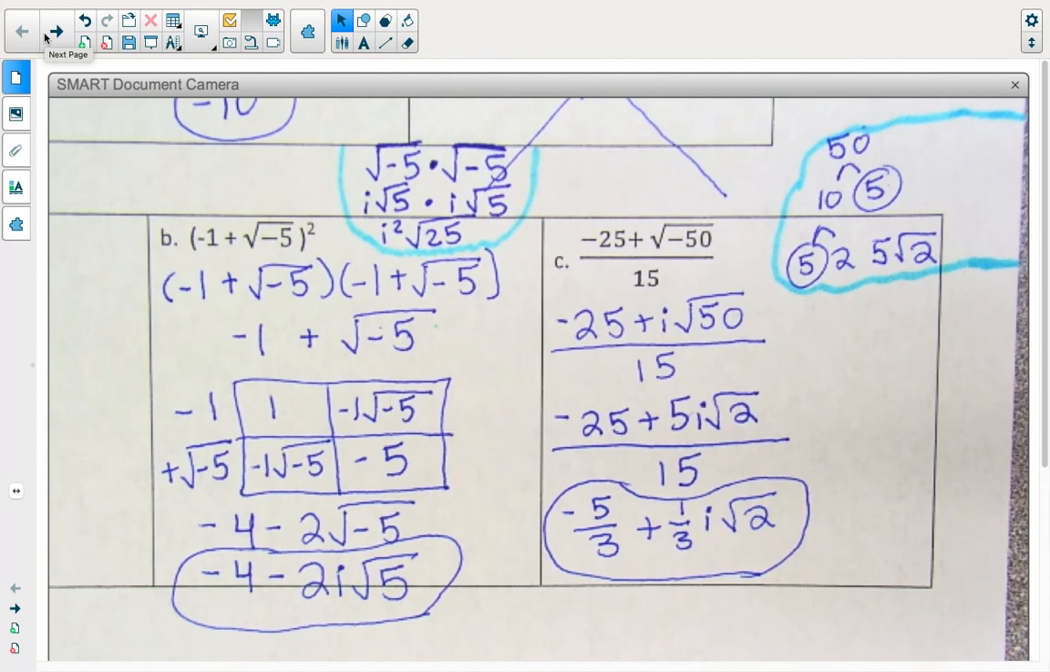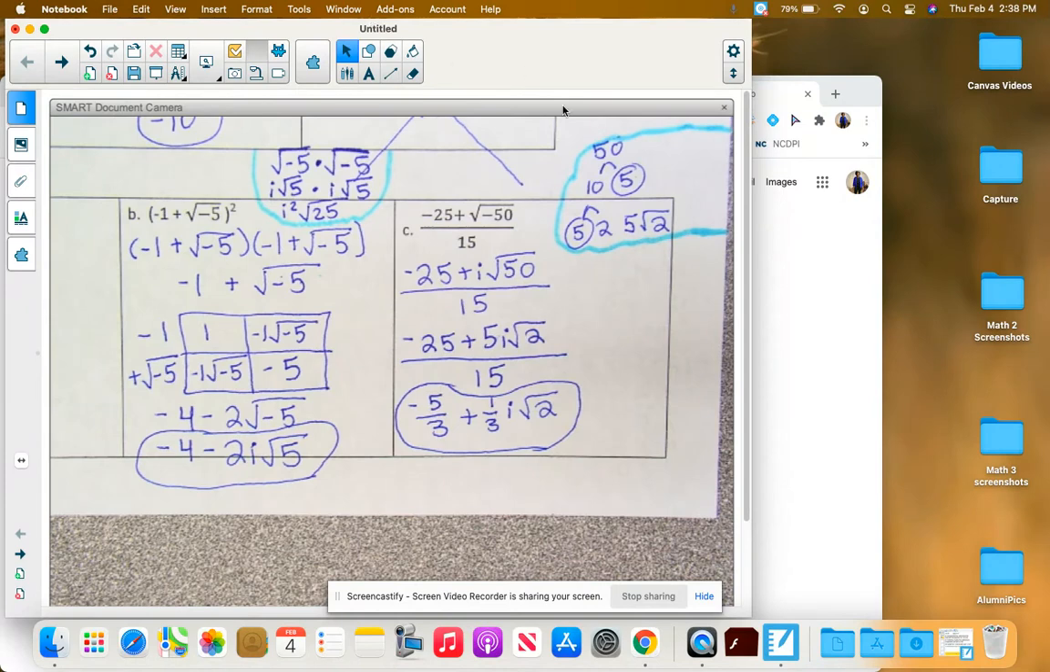And there we have it. So now we've gone through, we've added, subtracted, multiplied, and divided, and we simplified our square roots with the complex numbers.